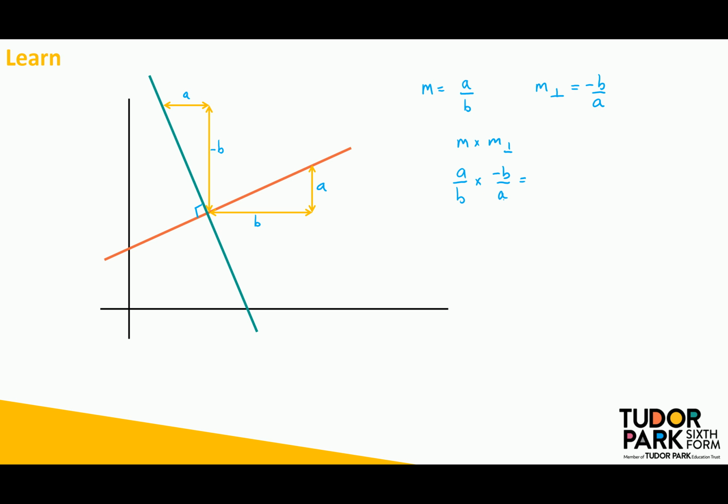The a's will cancel out, the b's will cancel out, and I'm left with minus 1. So I know for a fact that two lines are perpendicular if, and only if, when I multiply their gradients, I get the value negative 1. This can be really useful because I can rearrange this and say that m multiplied by m perpendicular is equal to minus 1. So the perpendicular gradient is going to be equal to minus 1 divided by m. That's a very useful fact that we can use over and over again.